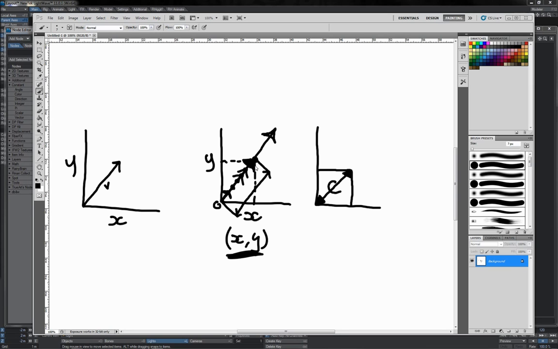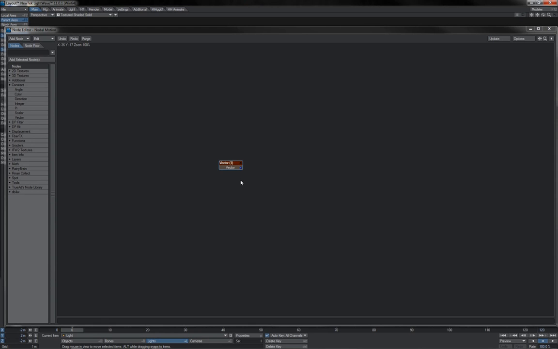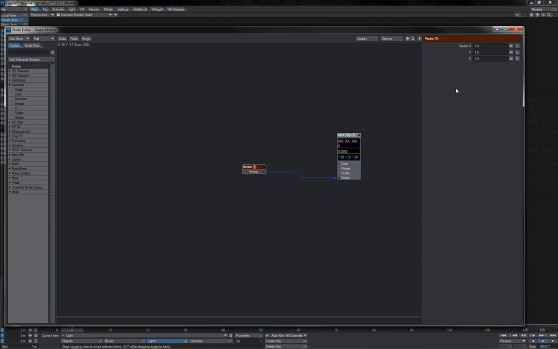A normal map basically does the same thing, but the scale of the vector for each x, y and z is encoded separately in the RGB channels. So let's take a look back in Lightwave at some vector things. So here I've got a vector of 1, 1, 1 on all axes. Plugging in there, of course, it reads out 1, 1, 1.